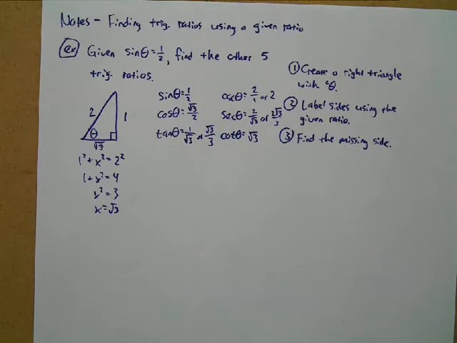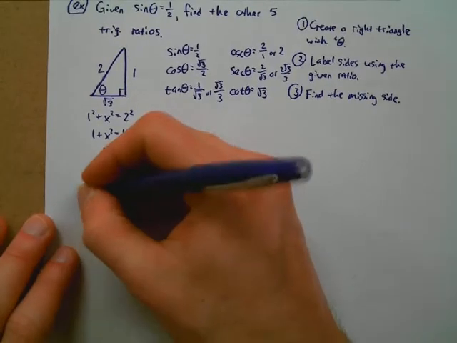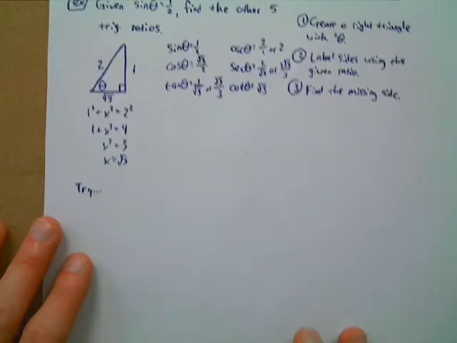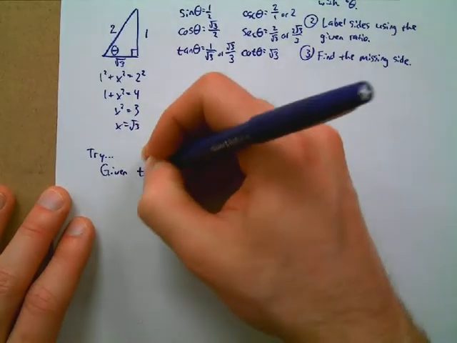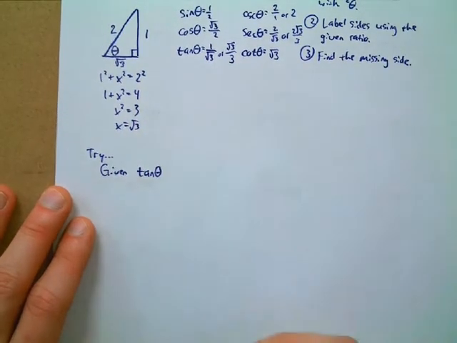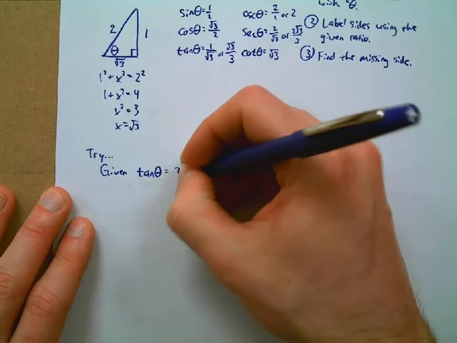Pretty easy? Alright, I'm going to have you guys try one. Same kind of situation. Let's say we're given that tangent of theta is equal to 3. Find the other 5 trig ratios.